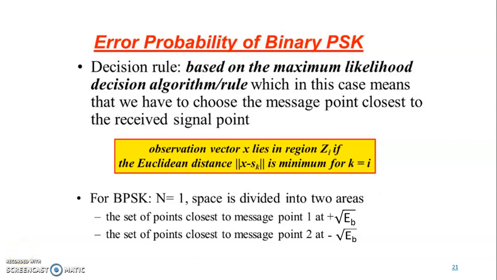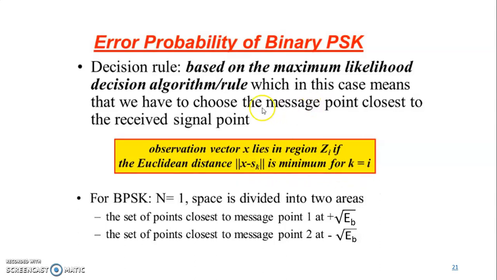In this lecture, I'll be discussing the error probability of binary PSK signals. As we had studied, at the receiver, it has to decide in favor of symbol 1 or symbol 0 at the decision device. So for that we are using the maximum likelihood decision rule. It states that the observation vector x lies in the region Zi if the Euclidean distance modulus of x minus sk is minimum for k equal to i.